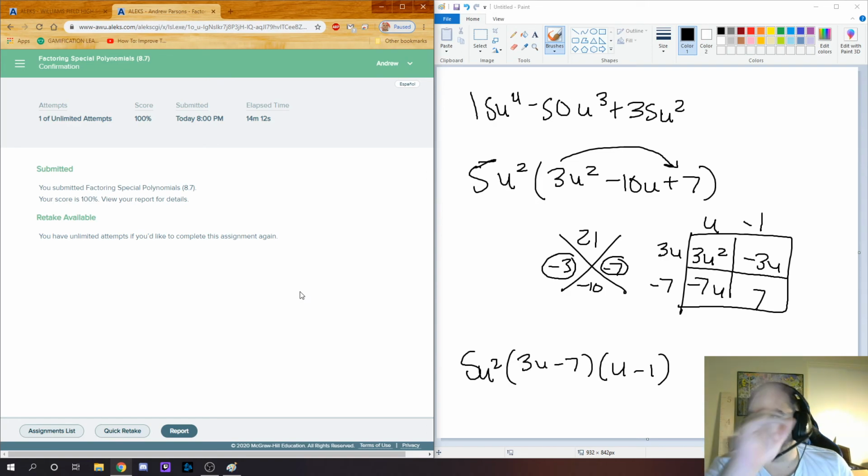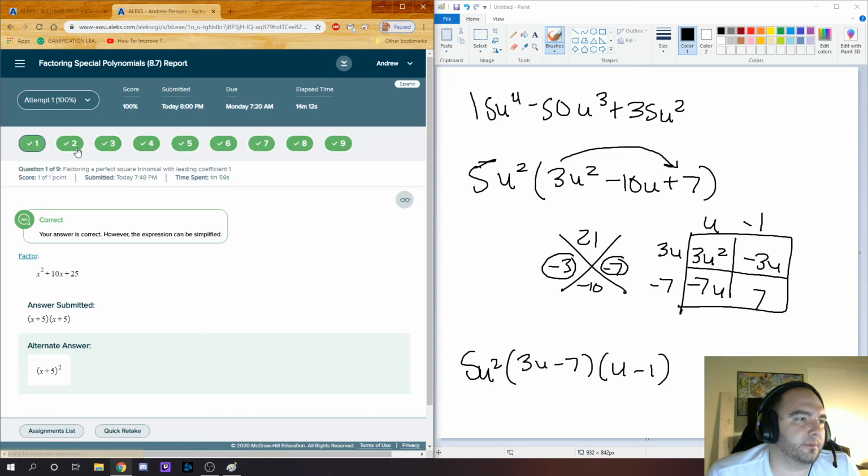We saw a few things. We saw a couple special cases. We saw 2 special cases of a 3-parter, it's called a perfect square trinomial, and it had some rules. Let me go to the report and show you. I'm going to show you problem 2 because that was the better one.